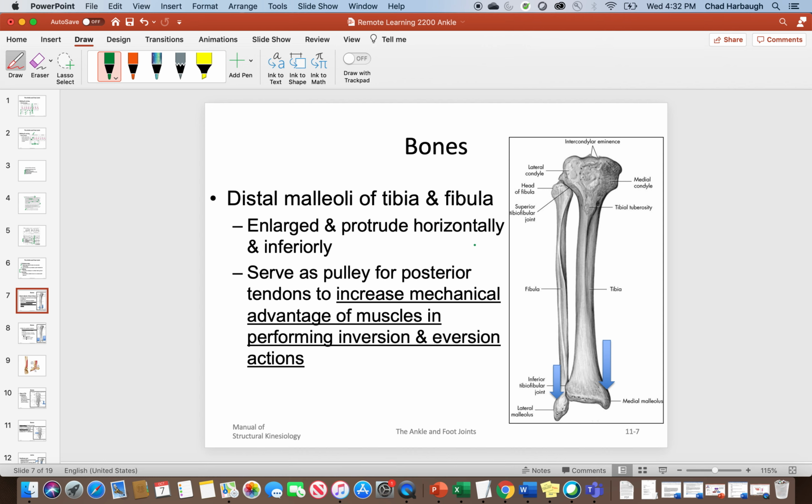So the first aspect of the skeletal system that we should look at is going to be the area of mechanical advantage. And this is very similar to the setup of the patella, but we see the lateral and medial malleolus. These are going to provide mechanical advantage of muscles in performing eversion and inversion.